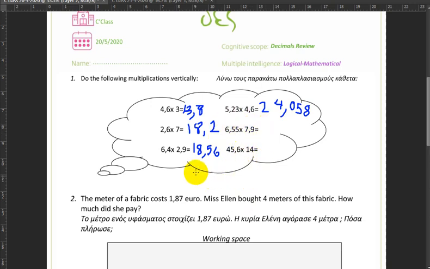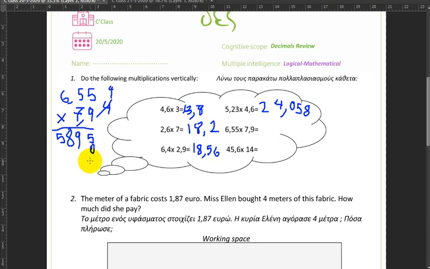Next up, we have 6.55 times 7.9. 9 times 5 makes 45, right? 5, carry 4. 9 times 5 makes 45 again, plus 4 that I carried over, makes 49. 9 times 6 makes 54, plus 4 that I carried over makes 58.